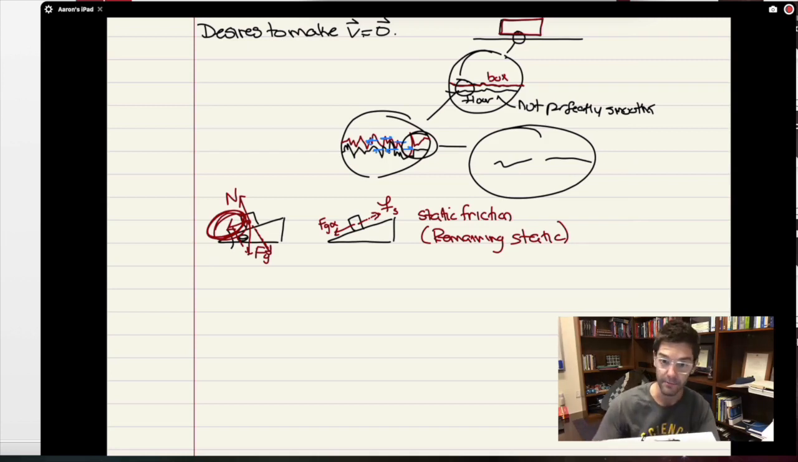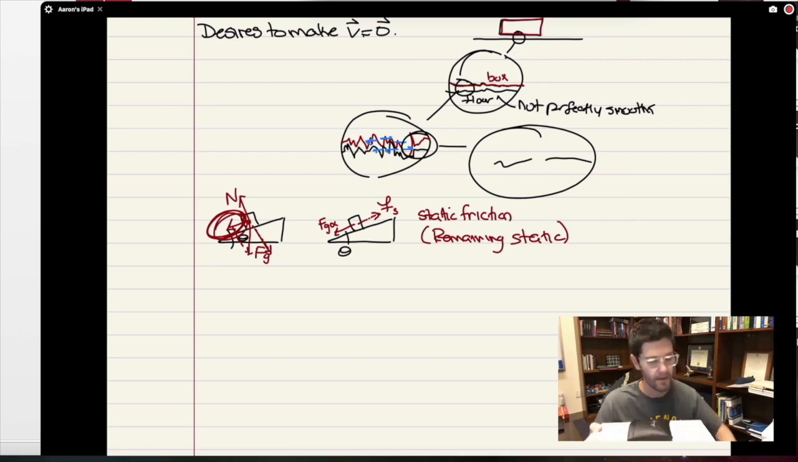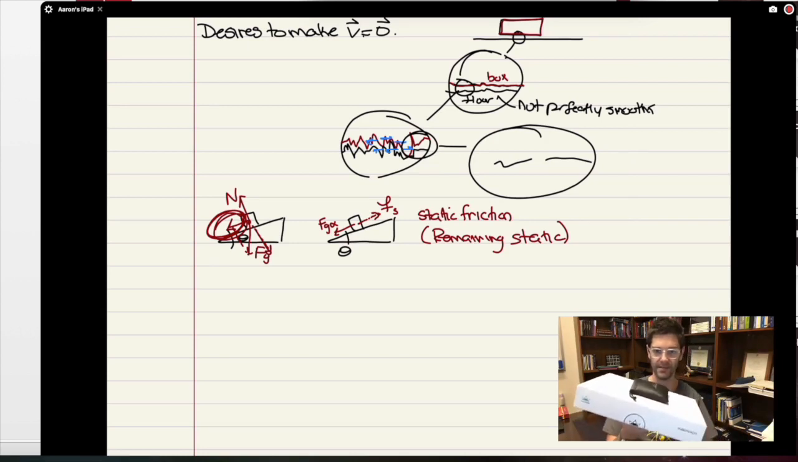And I could actually calculate with the drawing I just drew. If I knew theta, for example, and I knew the mass of the box, I could actually calculate how much static friction is, what the static friction force is for this example. And let's say it was this.